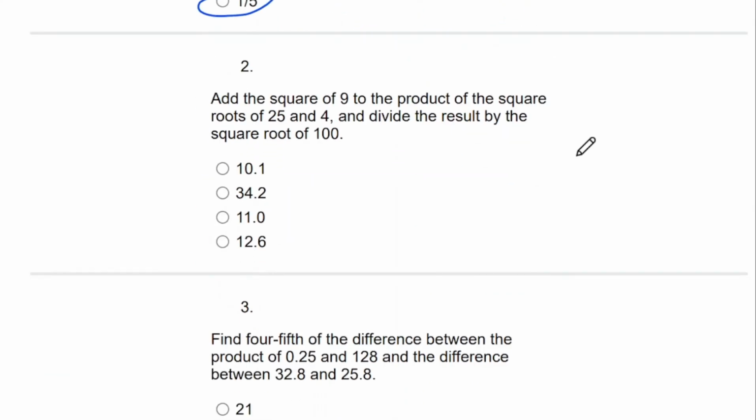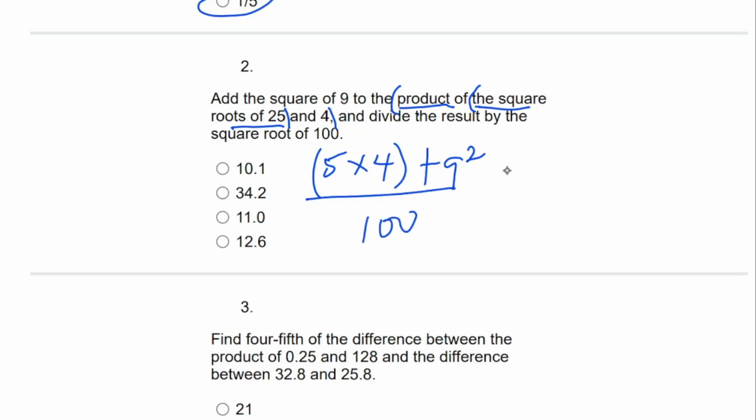Then number 2, add the square of 9 to the product of the square root of 25 and 4. So the square root of 25 is 5. Product means times 4, right? Plus the square of 9, that is 9 raised to power 2. Divide the result by 100. So from here, you have 20 plus 81 all over 100.